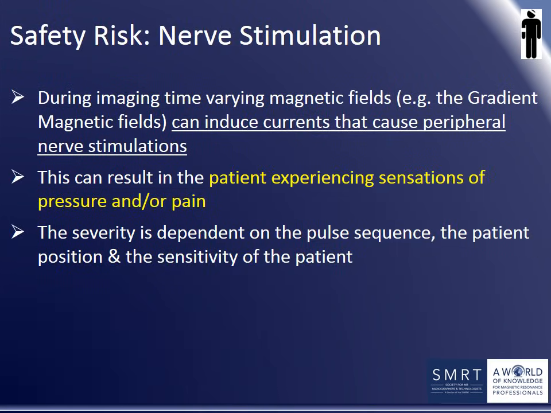Peripheral nerve stimulation is another risk of MRI resulting from time-varying fields such as the gradient magnetic field. It should be noted that peripheral nerve stimulation generally results in discomfort rather than long-term injury. Currents can be induced in a patient's peripheral nerve fibers, possibly causing sensations of pressure and/or pain, or may result in twitching sensations. This can be quite uncomfortable for the patient. The degree of sensation is dependent on the sensitivity of the patient, their positioning, and the types of images being acquired.